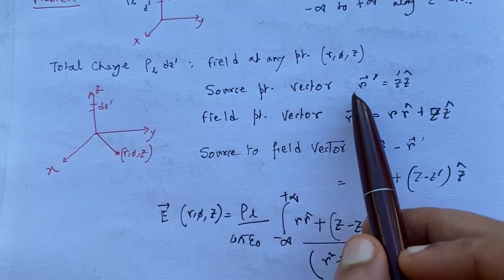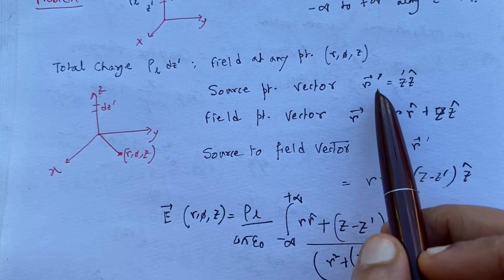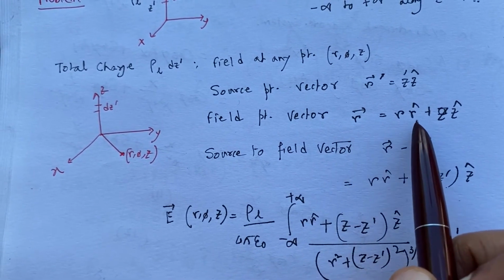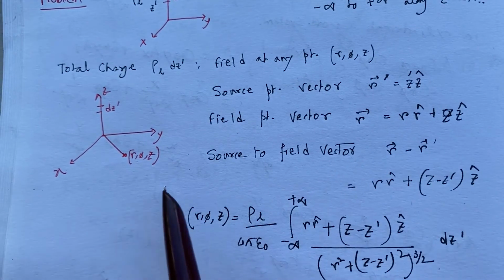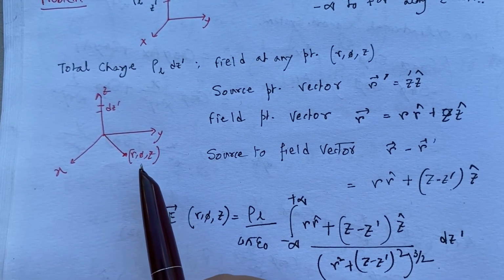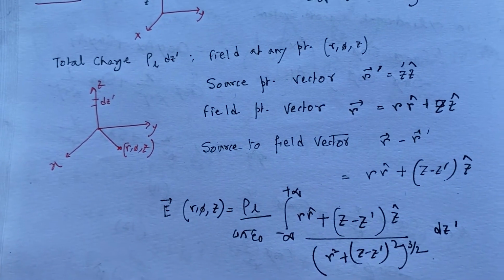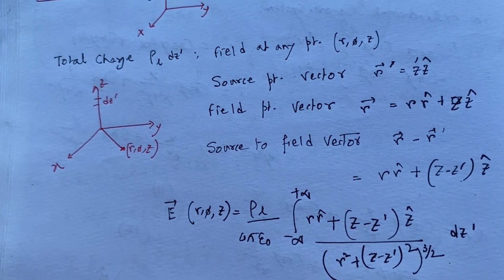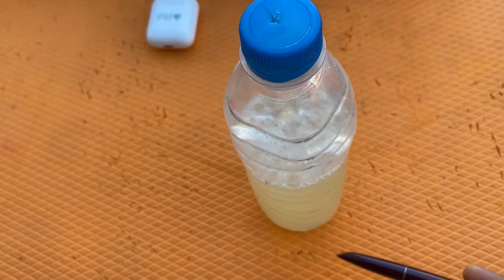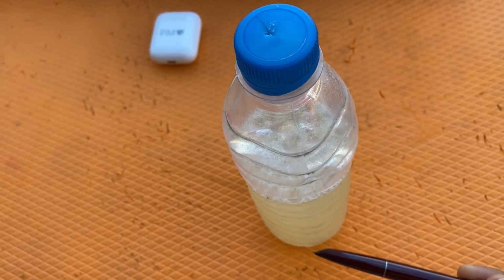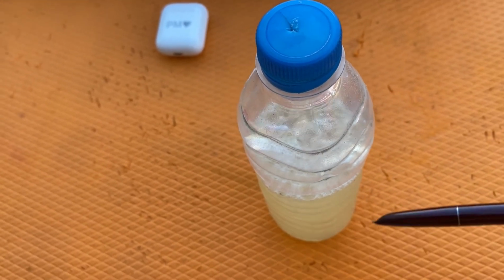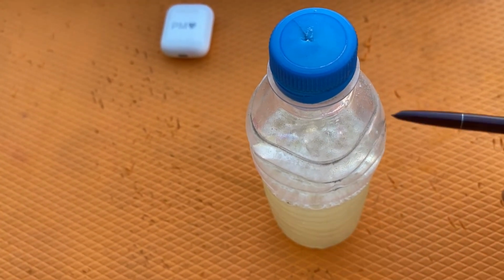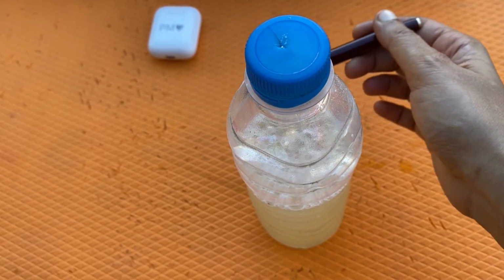Now this source is along the z direction, so r prime is evidently z prime z cap, and this field point will have only r and z coordinates, because in this particular problem there is no change in the charge distribution along the direction of increasing phi. Let me show you. For illustration purposes, I am taking this liquid soap filled bottle. Phi means I am going along this direction. Suppose this is the direction along which phi is increasing.